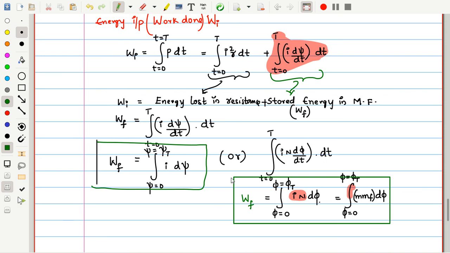Clear? So the stored energy is simply the integration of the current with respect to flux linkage, or the integration of the MMF with reference to flux. So try to observe carefully. What I am saying is that it is the integration of the current with reference to flux linkage, or the integration of MMF with reference to flux. Is this clear? So these two statements you try to observe very carefully. We will be dealing with these two expressions very frequently.